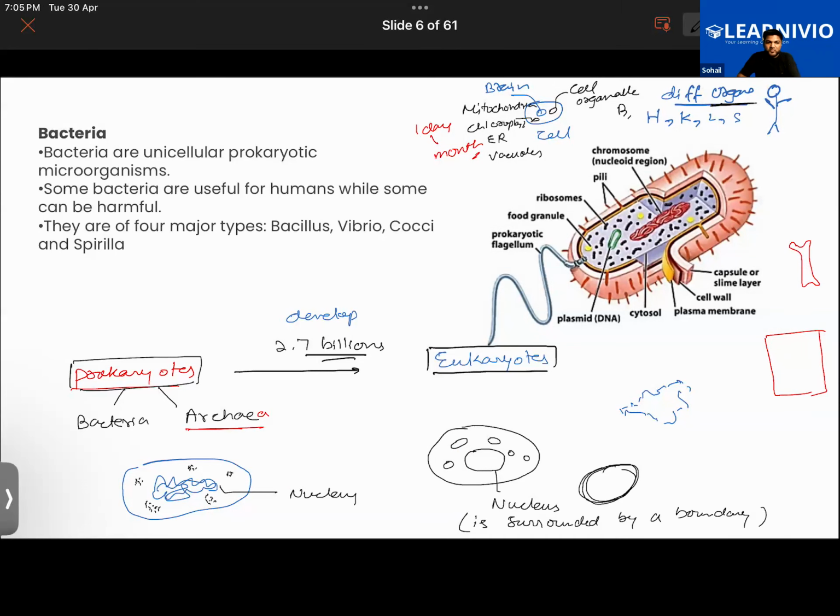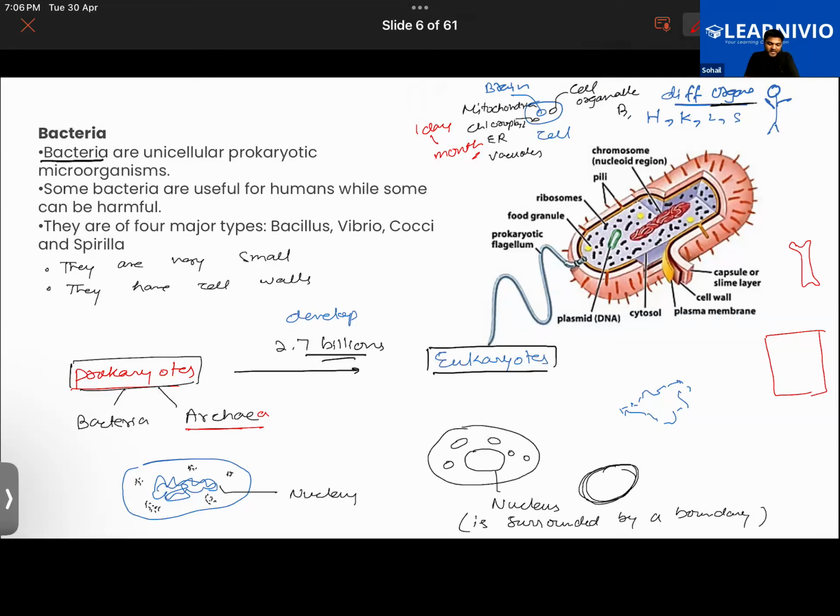Now back to what we were discussing. We were talking about bacteria. As I said, bacteria are unicellular prokaryotic organisms and they are very small. Any questions so far? Another thing I told you is that they have cell walls. Plant cells and bacterial cells have one thing in common, the cell wall, but the structure of the cell wall is different in both of them.